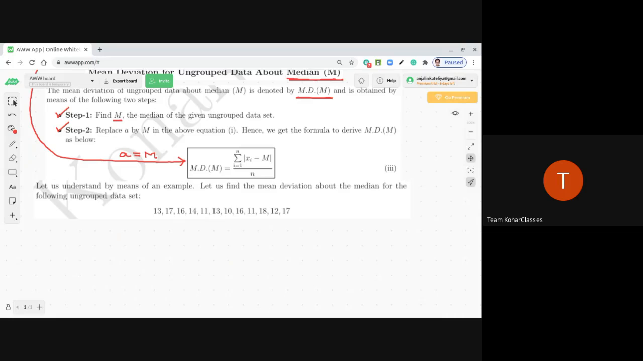To achieve that, what is the first thing we need to do? We need to find the median of this ungrouped data set. For this data set, we first need to find the median. And as you know, the step to find the median is that first you need to sort the data either in ascending order or in descending order. Here we are doing it in ascending order, dear students. If you sort in ascending order, you will get something like this.